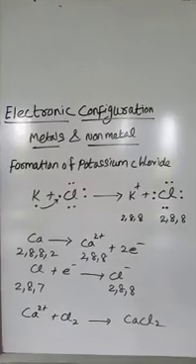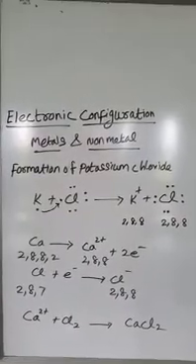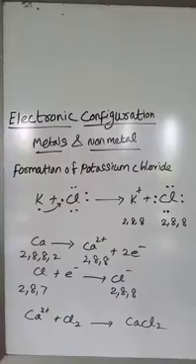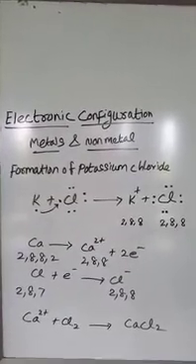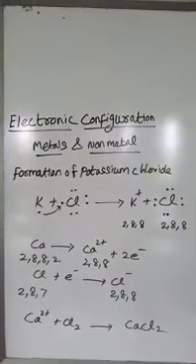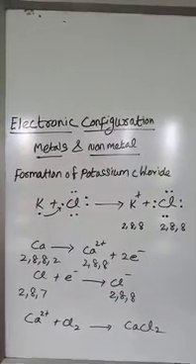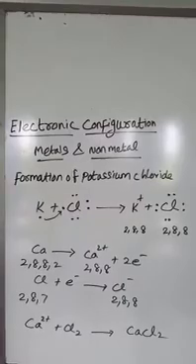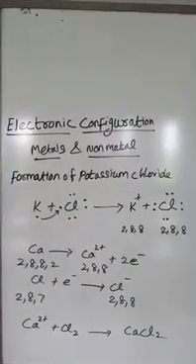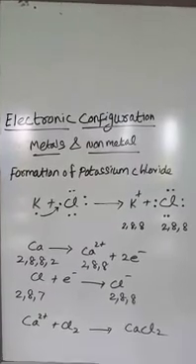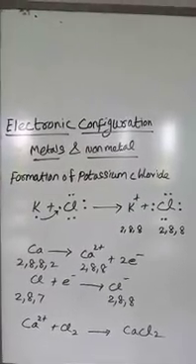Students, next we are going to see the formation of potassium chloride. Already we have seen the electronic configuration of potassium and chlorine. Now we are going to see the combination of potassium and chlorine. See that K has one dot presented. The dot indicates the remaining one electron in the last shell.